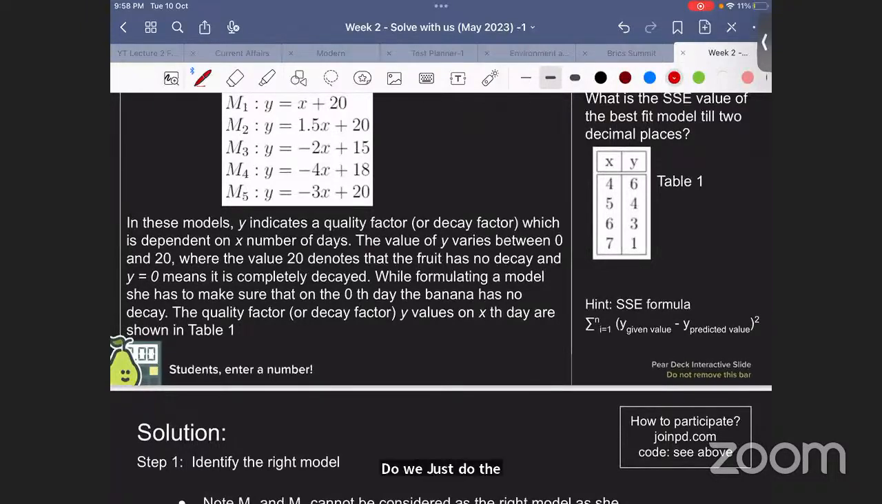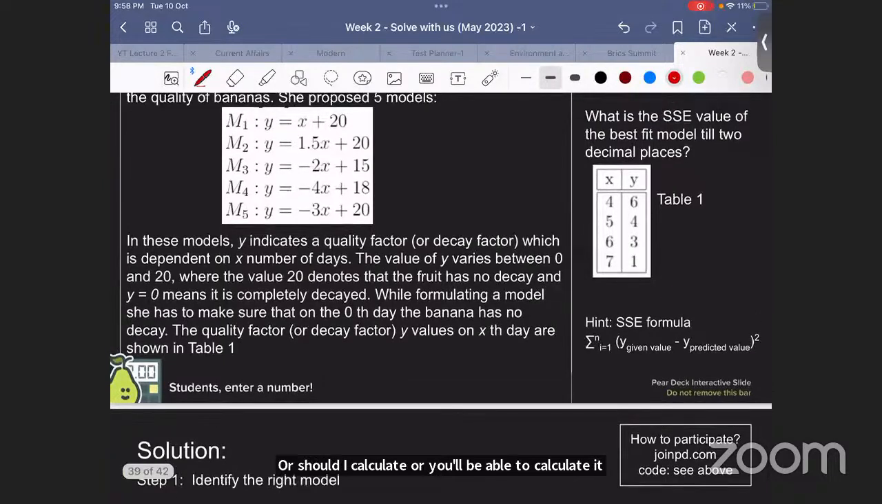Or should I calculate, or will you be able to calculate it? No, sir, we will be able to calculate. You just put the value of X and you'll get some Y, right? Just calculate the difference between the Y given and the Y you calculate from the M5 model. This is what I have explained. Whenever you become a data scientist in some company, you'll be building some model, right? That will not reflect the exact value.